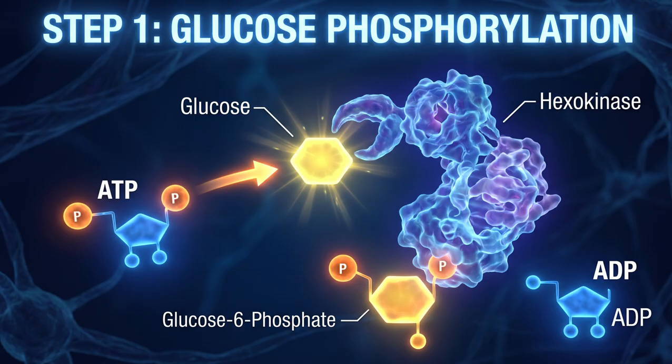It's trapped now. So the phosphate molecule, once it's on the glucose molecule, traps it inside the cell because glucose 6 phosphate cannot easily leave through the glucose transporters. It basically commits the glucose to metabolism.